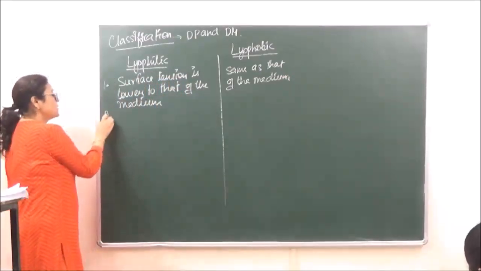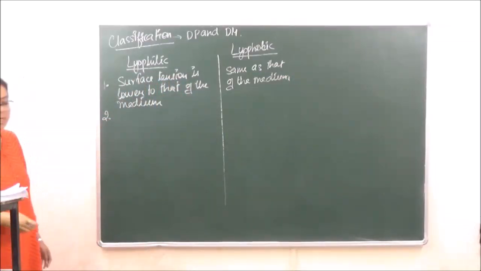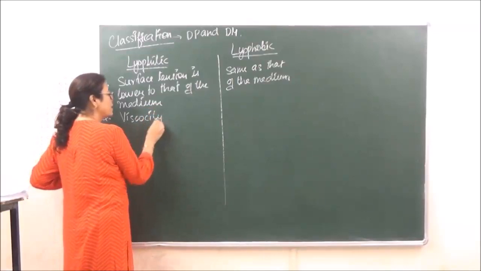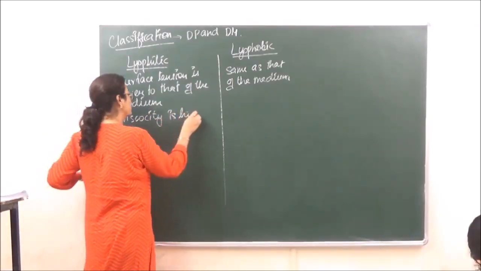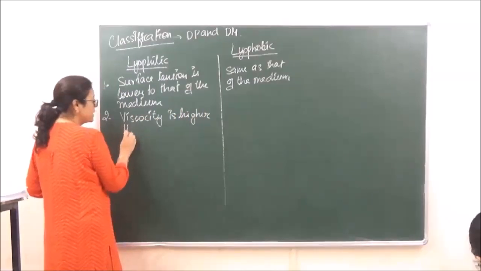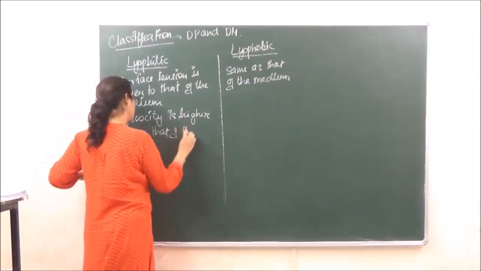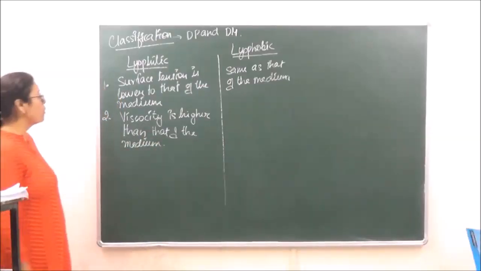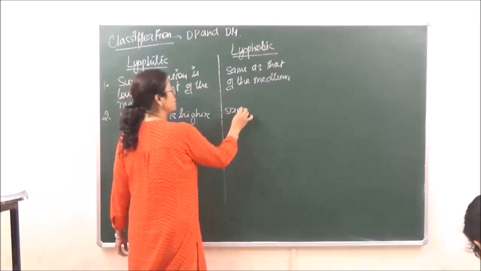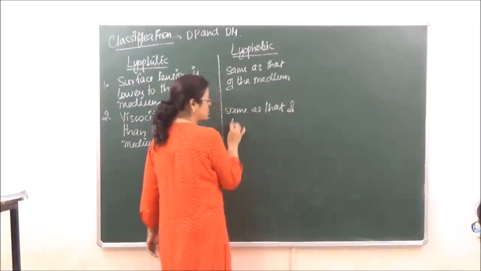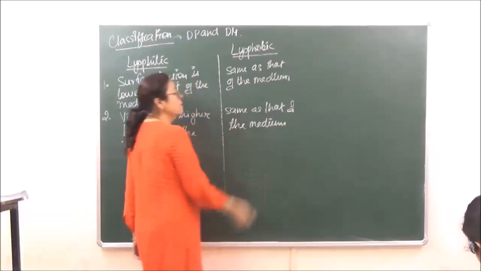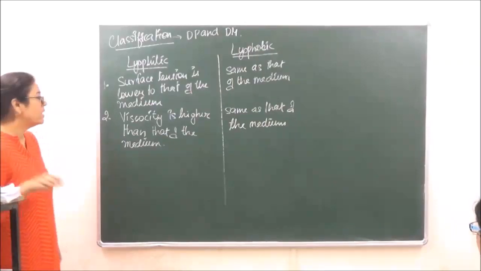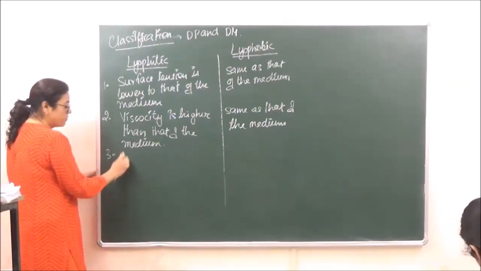Then the second property is viscosity. Viscosity in lyophilic is higher than that of the medium. Whereas in lyophobic, it is the same as that of the medium. This is the second difference, viscosity. The third difference is that the lyophilic colloids are reversible in nature.